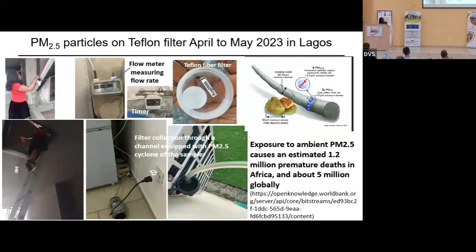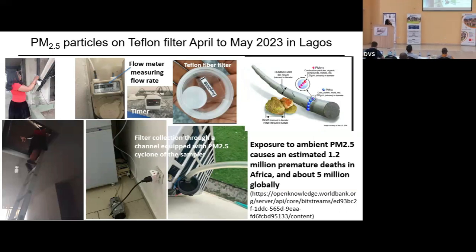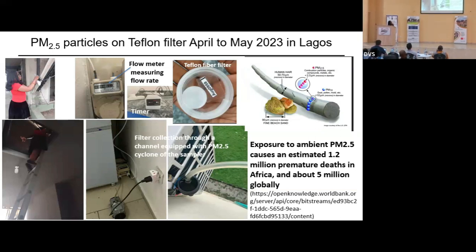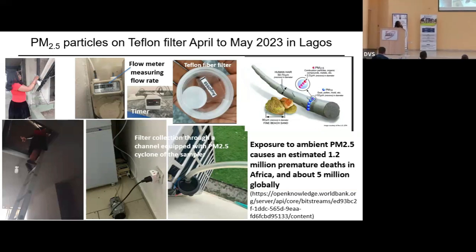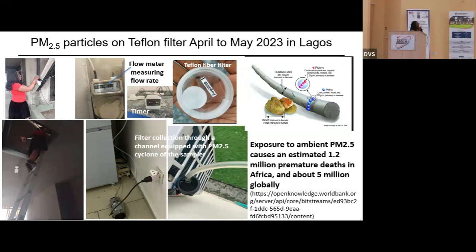That other one that is a bit dark, it's not showing well, but it's when I was climbing up to the 3rd floor to mount the active sampler. And you can see there, here we're using a cyclone, and we have a pump.